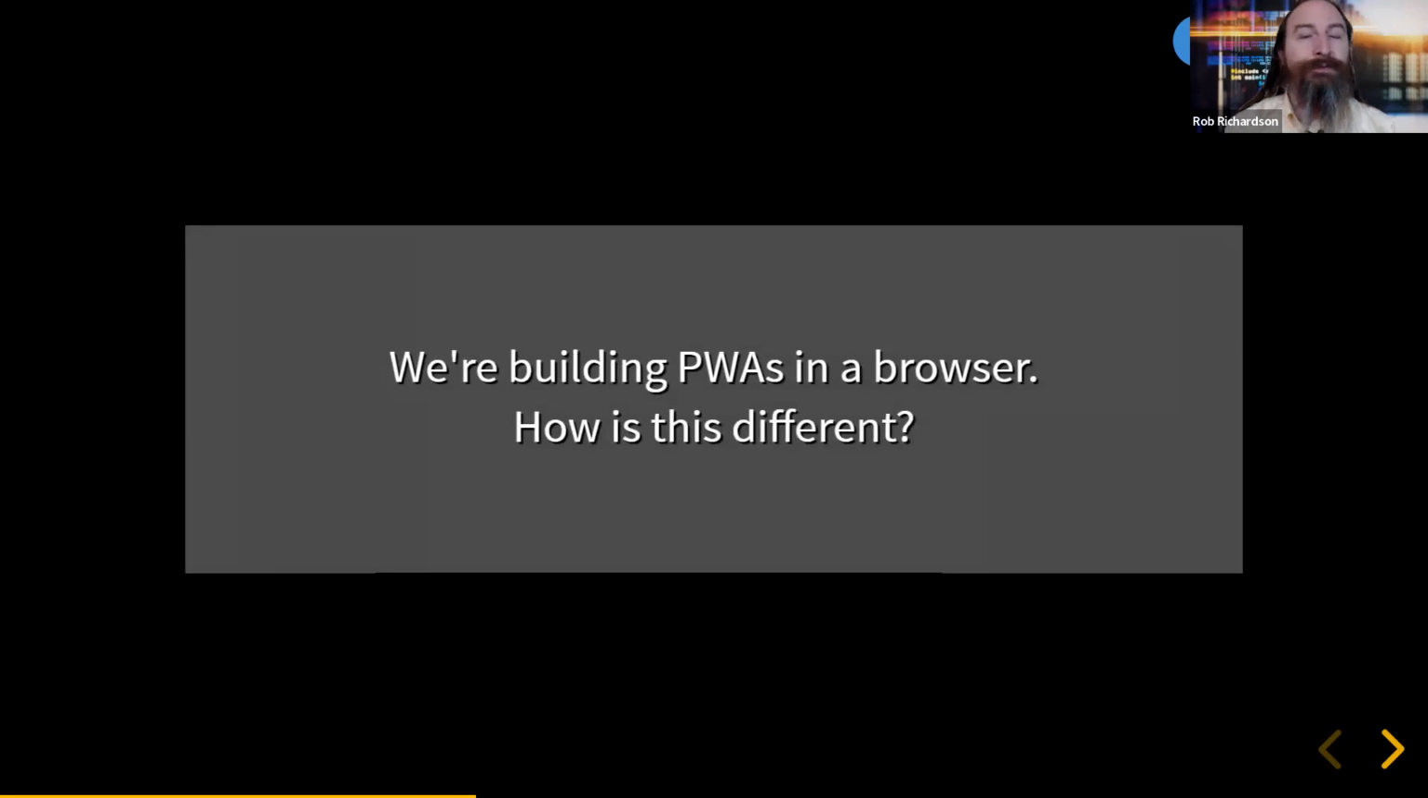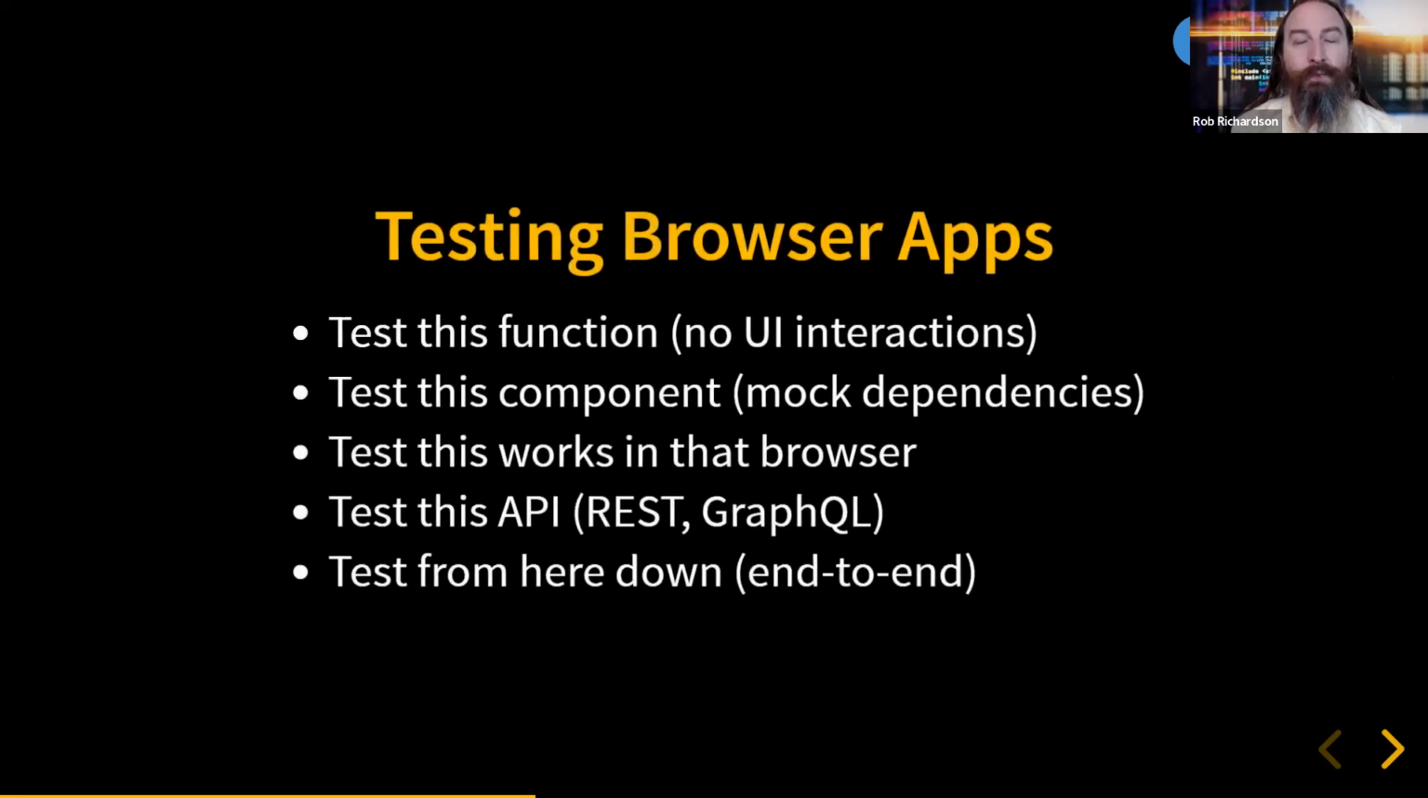So we're building websites. We're building progressive web apps, PWAs, or single page applications, SPAs. So how is this testing pyramid different if we're inside of a browser? Well, we'll have some additional types of tests. We have our standard unit, integration, and end-to-end tests, but we also have things like, well, let's unit test this function. Let's just validate that it works.